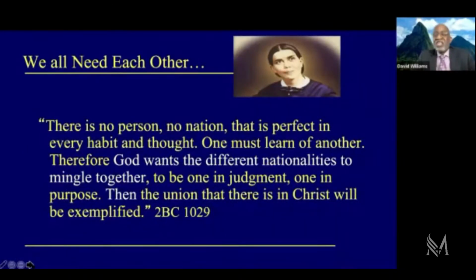In fact, we need each other. Spirit of prophecy also says there's no person, no nation that is perfect in every habit or thought. One must learn of another. Therefore, God wants the different nationalities to mingle together, to be one in judgment, one in purpose. Then the union that there is in Christ will be exemplified.